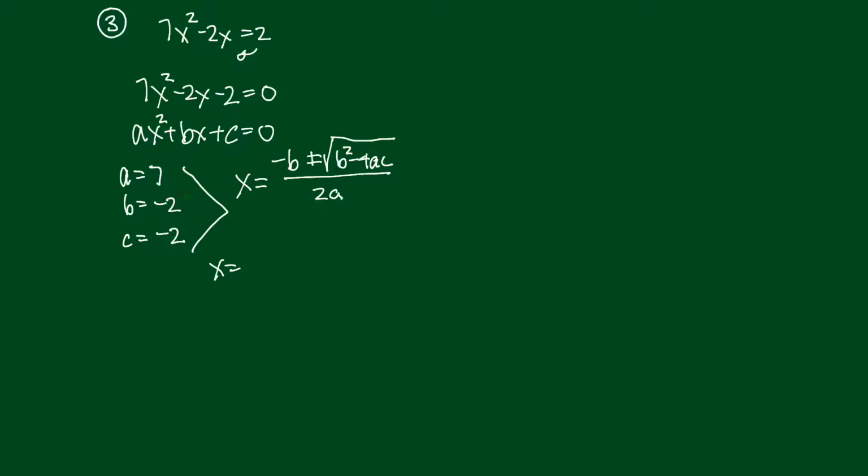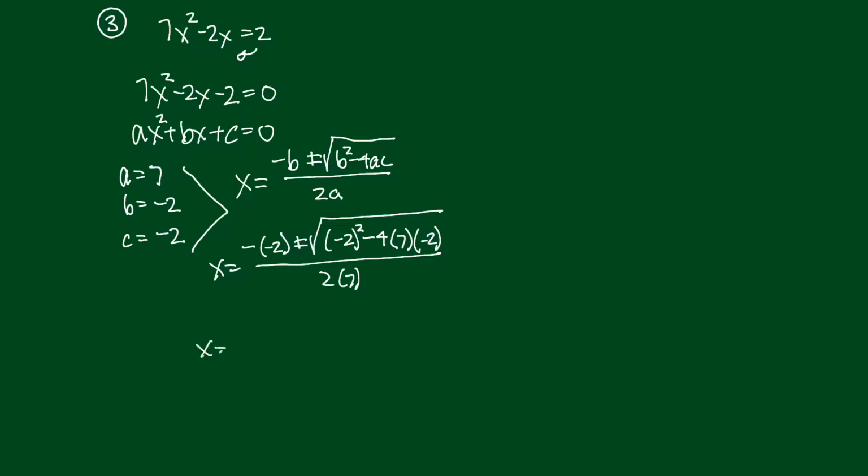b is negative 2, so I'll write it all. Opposite of negative 2 plus or minus the square root of b squared, so that's negative 2 squared, minus 4 times a, which is 7, times c, which is negative 2. All of that divided by 2 times a, which is 7.